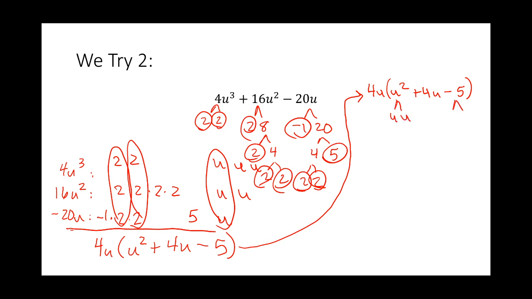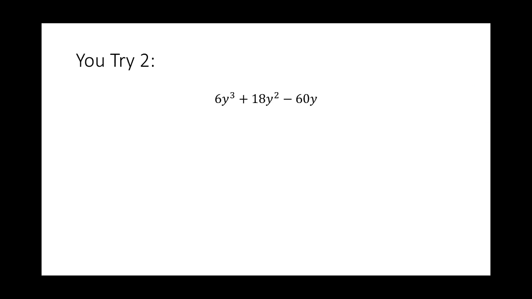That u squared is going to be u times u. That -5 is going to be just 1 and -5, or -1 and 5. Only one of these adds up to +4, and it's that one. So I'm going to just leave that 4u outside all alone. Have it be 4u times u minus 1, u plus 5. Okay, there we go. Go ahead and try this one on your own, and I'll see you in a second.